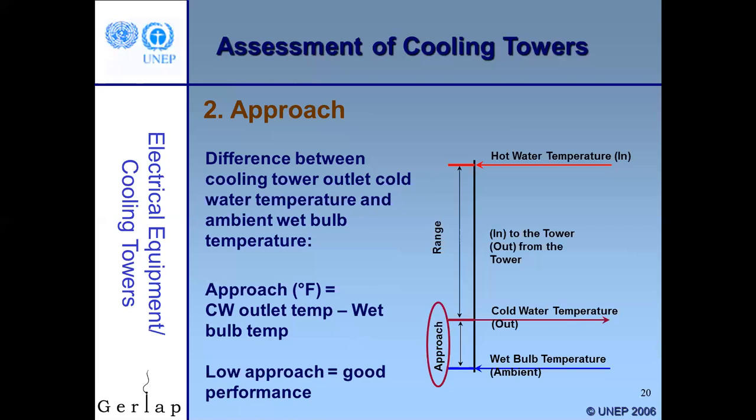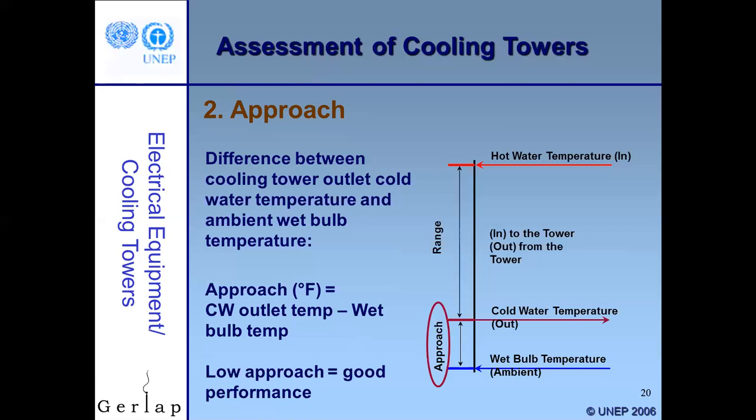And the bigger the tower that you buy for a given application, the smaller the approach. You can accept a larger approach and buy a smaller tower and get out cheaper on the front end. However, if you want your best performance, colder condenser water to help your chiller, then for a given heat load and wet bulb temperature, you have to buy a bigger tower. So that's what a low approach is: good performance. You've got a well-sized or a large tower relative to your application.